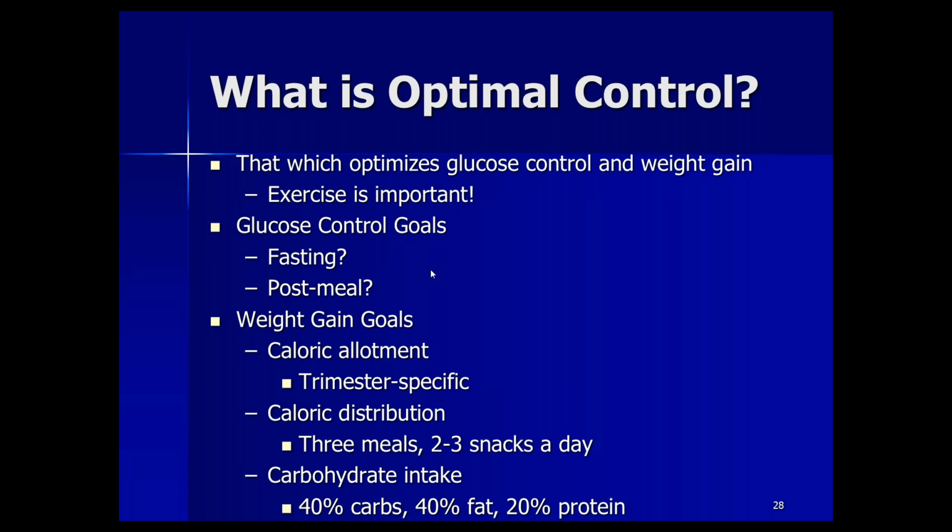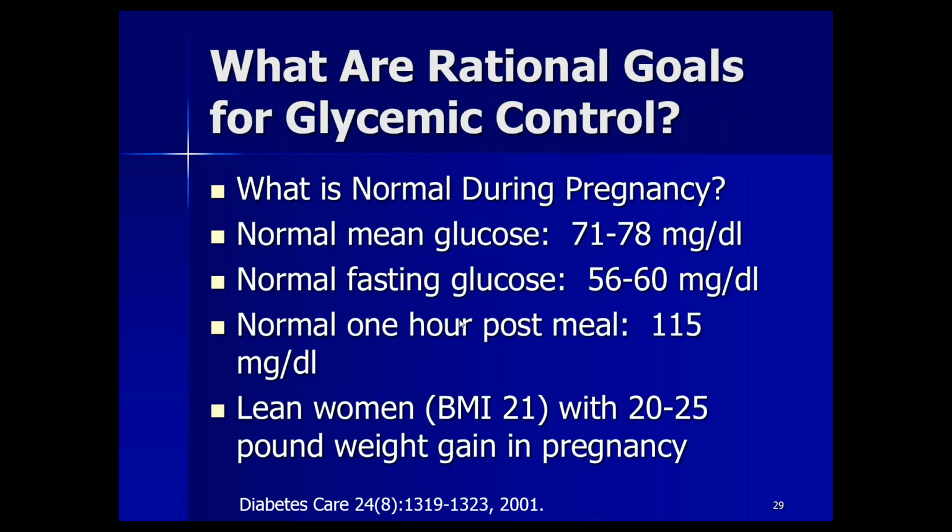Exercise is an important component of that. You've got to check your fastings. You've got to check your post meals, 1 hour or 2 hour, again, that can be something that you look at locally. Weight gain goals, what your calories are per trimester. I know we've all had the experience of taking care of the 12-week pregnant patient who's already gained 15 pounds. Caloric distribution and carbohydrate intake, again, that 40-40-20 is a very good general guideline for starting. But you must talk about glucose and weight gain and exercise, not just glucose control.